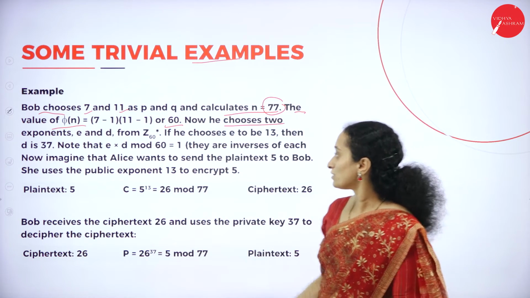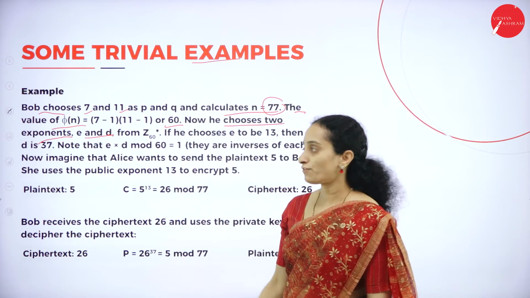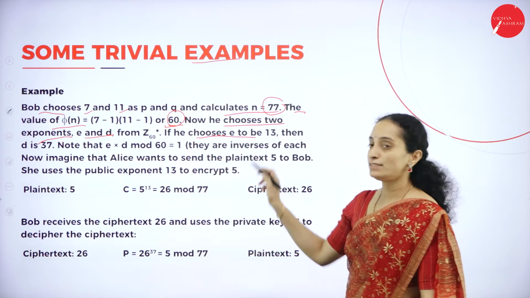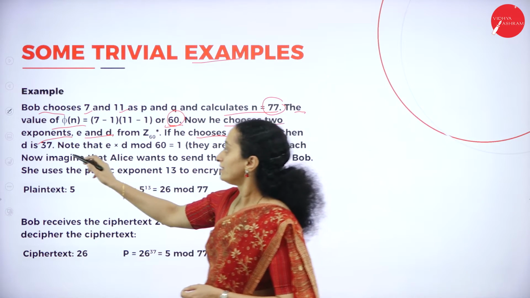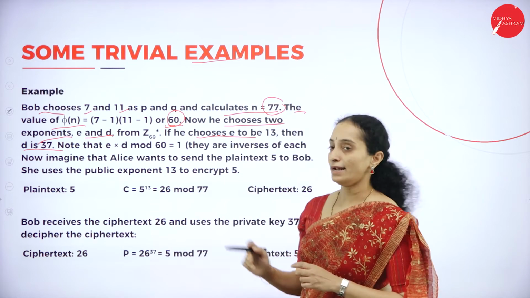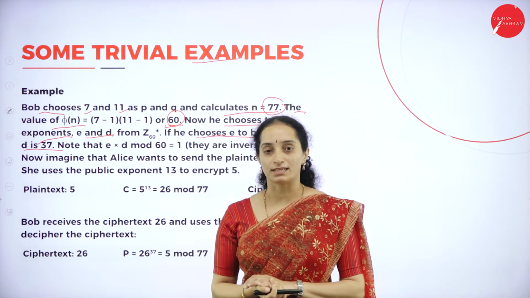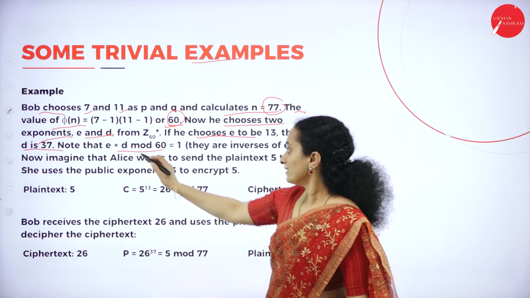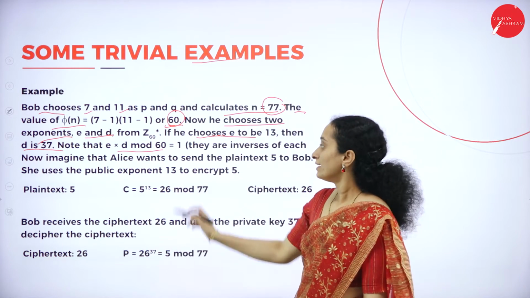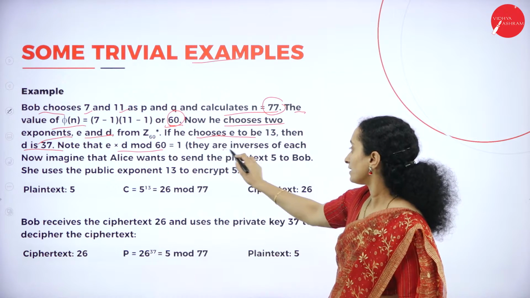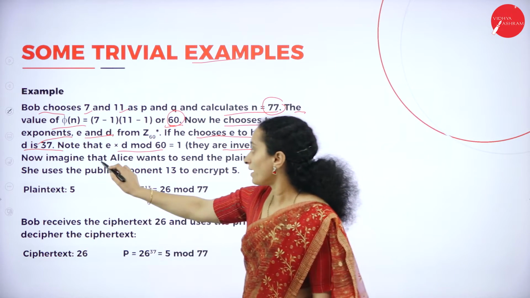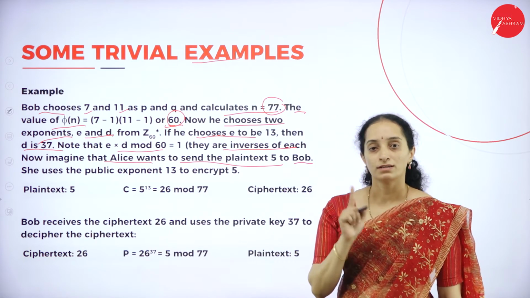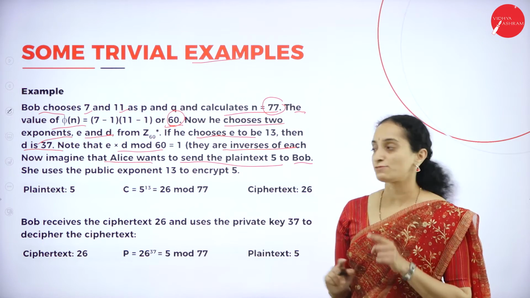Now the receiver chooses two exponents E and D from Z60, where 60 is phi n. If he chooses E to be 13, then D is 37. They are inverses. If you check the multiplicative inverse table, you will see that 37 is the multiplicative inverse of 13. We can note that E into D mod 60 is 1, which means they are multiplicative inverses of each other. Now imagine that the sender, Alice, wants to send the plain text 5 to Bob.